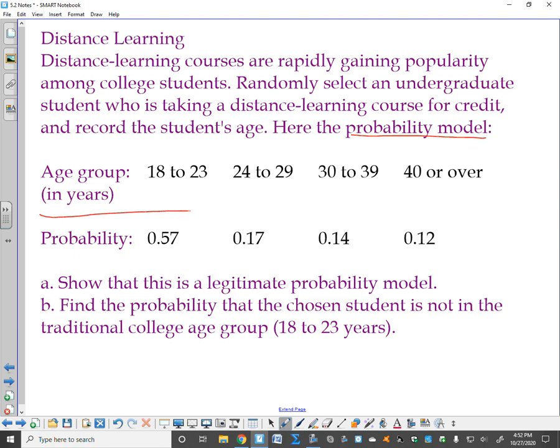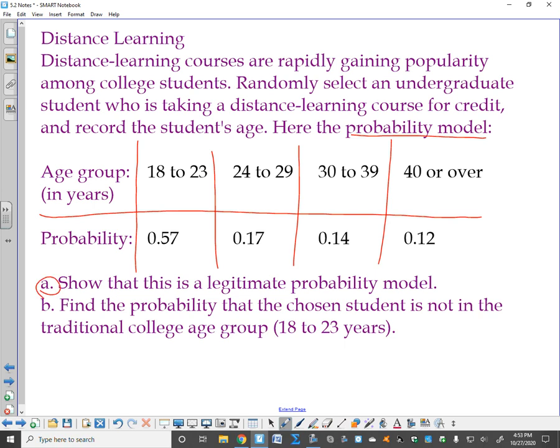I've got the age group in years. And then I've got their probability. So I have 1, 2, 3, 4 items in my sample space. I have all of their probabilities. All of those probabilities individually are between a 0 and a 1. And if I add them all up, they all equal 1. And I just did A. Show that it is a legitimate probability model.